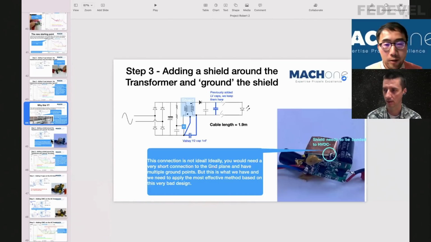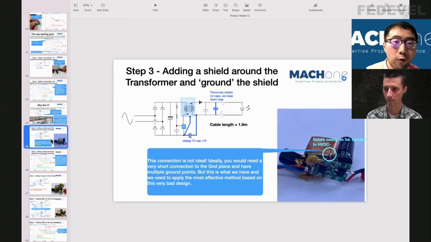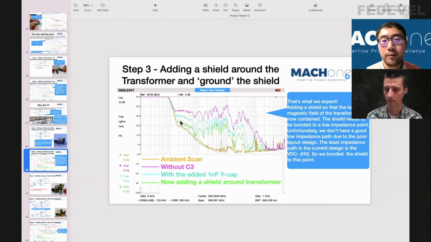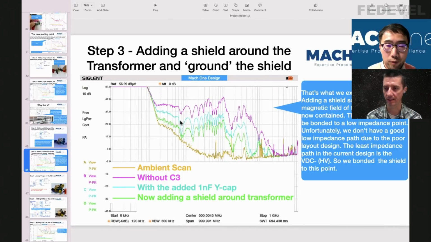The next step is we are bringing the shield back. We tried the shield before and we didn't see any difference. Now let's try exactly the same method: put the shield on, bond it, and see what happens. And this is what happens. Wow, that's a big difference.